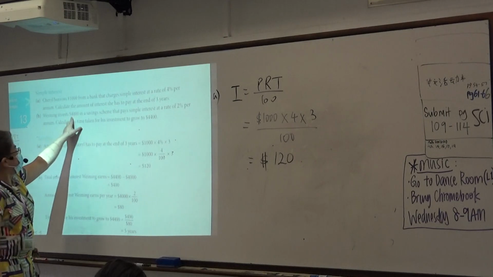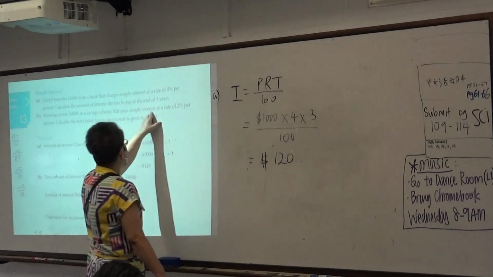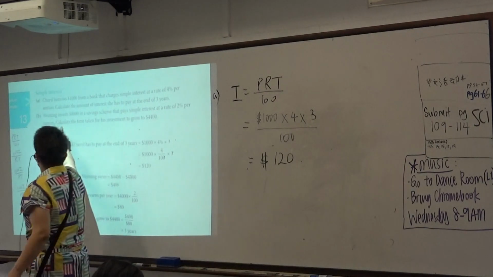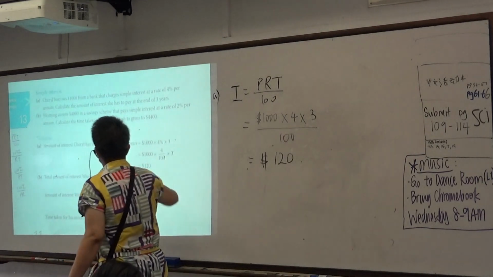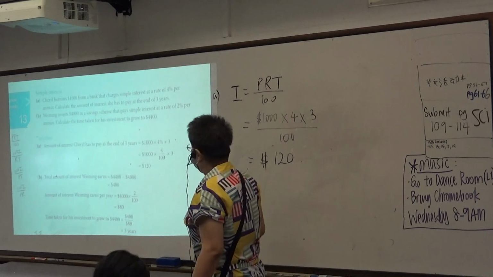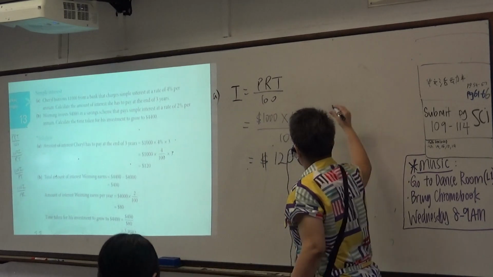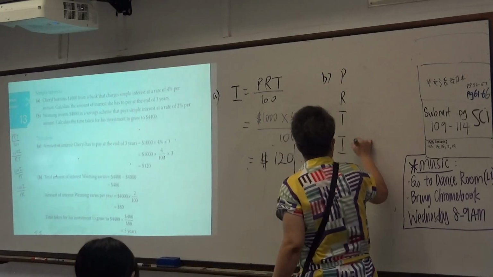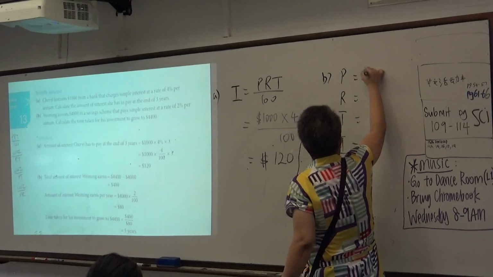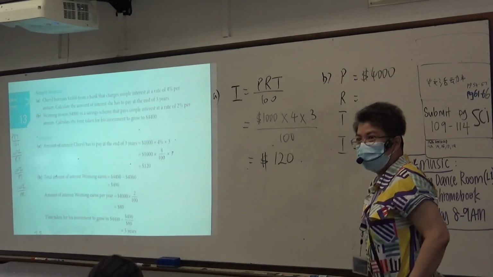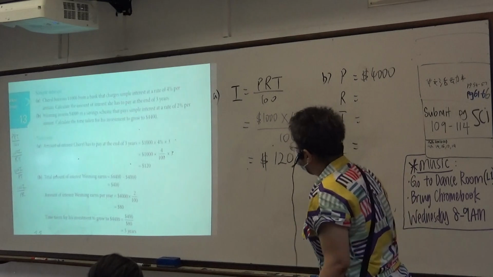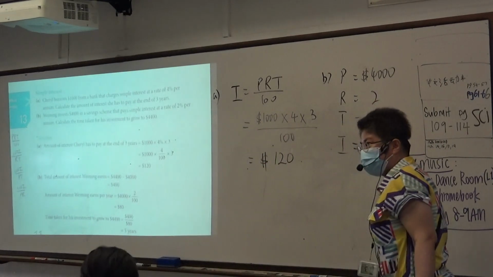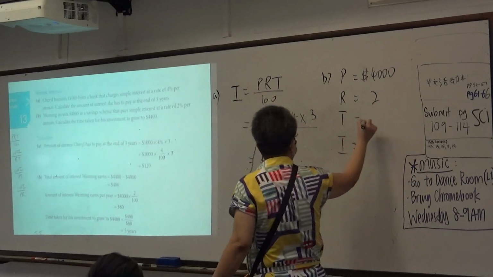Wei invests 4,000 in a savings scheme that pays simple interest at the rate of 2% per annum. Calculate the time taken for its investment to grow to 4,400. Now this one got a challenge, okay? I always write that PRTI. You agree you put in 4,000? Correct. What is the rate? 2%, right? Can you see the time? We don't know.